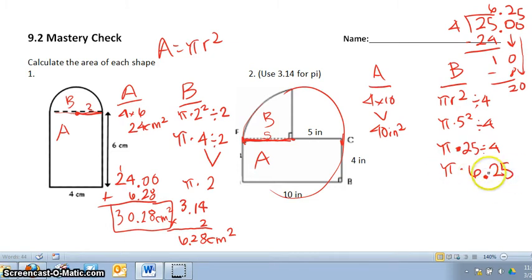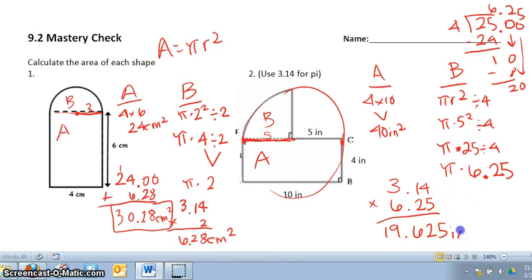Now we're going to actually multiply that out because this says use 3.14 for pi. We can't leave it like that. We're going to multiply it out. Remember, this stands for 3.14. So we're going to do 3.14 times 6.25. Again, if you want to use lattice, you can go right ahead. But you're going to multiply those things together. Once you do that, you're going to get 19.625. Yes, I did just use my calculator.